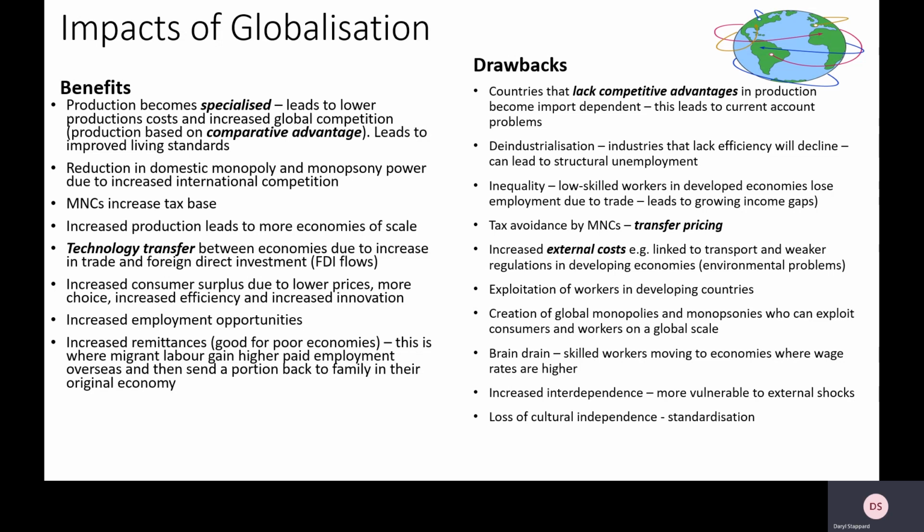The next one, increased production leads to more economies of scale. Now, economies of scale is something we cover in theme 3, but the idea is that if you're selling to more customers across the world, your production increases, and that increasingly allows you to produce output at lower prices. So, in other words, the average cost of producing output will fall if you can increasingly sell to a global customer base. And again, that should lead to more efficiency and cheaper prices for consumers.